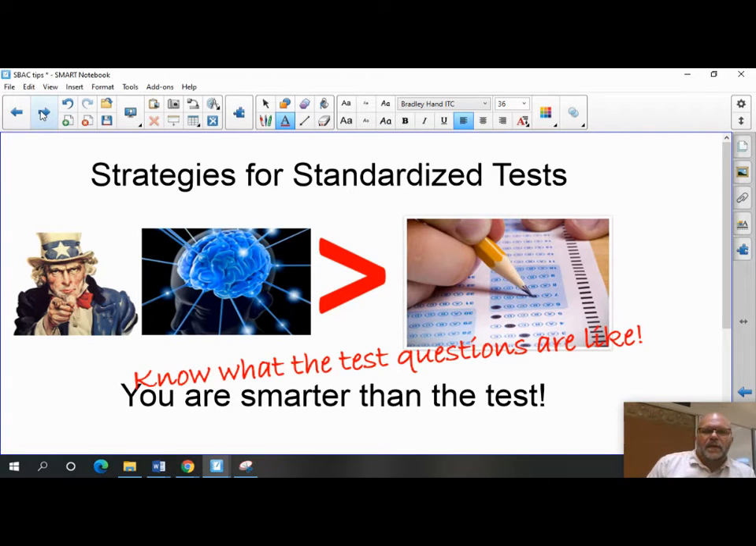Today, know what the test questions are like. In other words, you know what they ask on standardized test questions. Be prepared for that and know what you're doing. If you're waiting for the test question that says, please do a dance that interprets the meaning of the text, you're going to wait a long time.